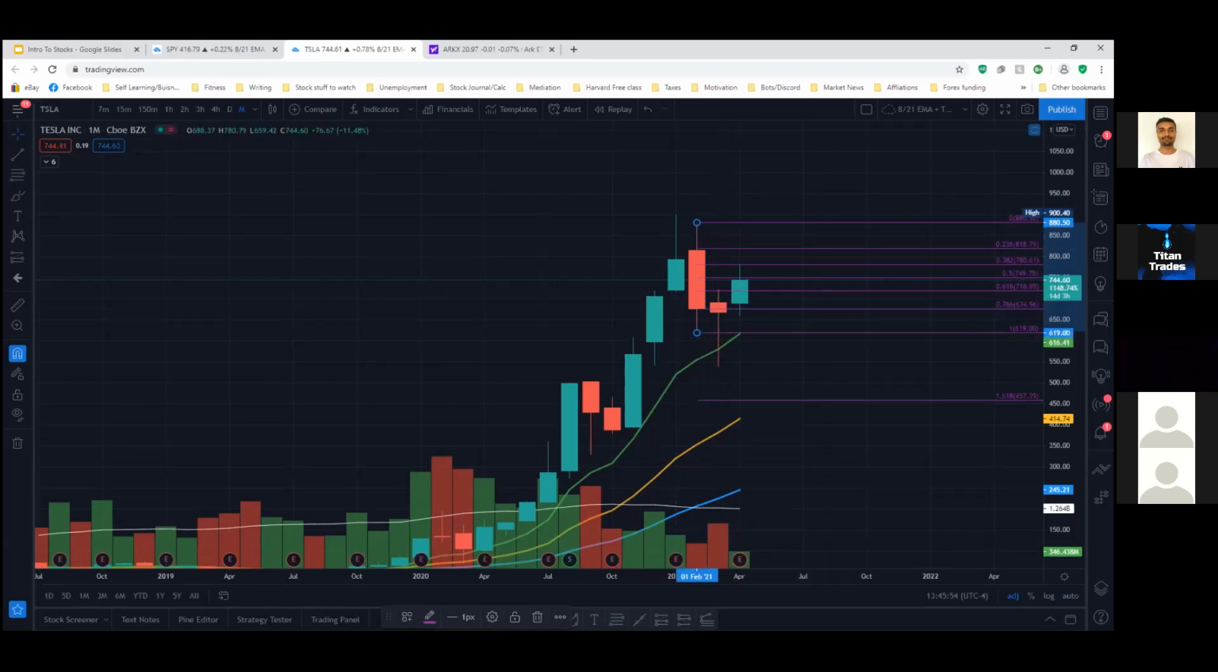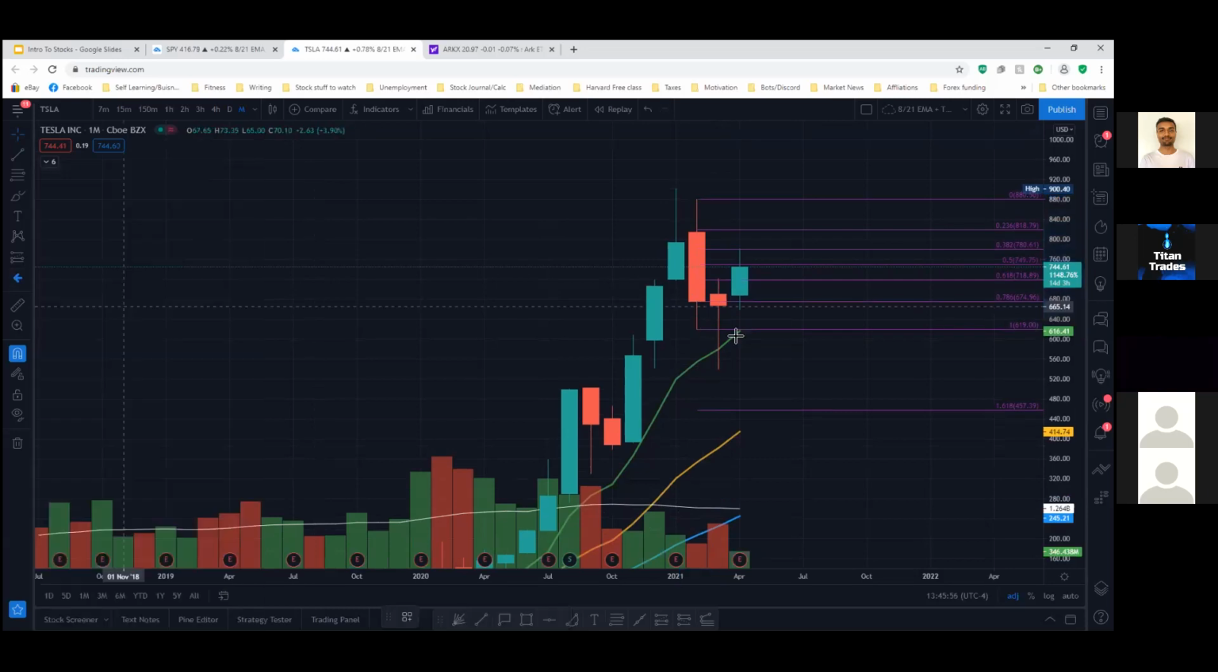Because it's engulfing everything, you care about the downside too. This candle doesn't engulf this candle. This one engulfs it, right? This candle right here.